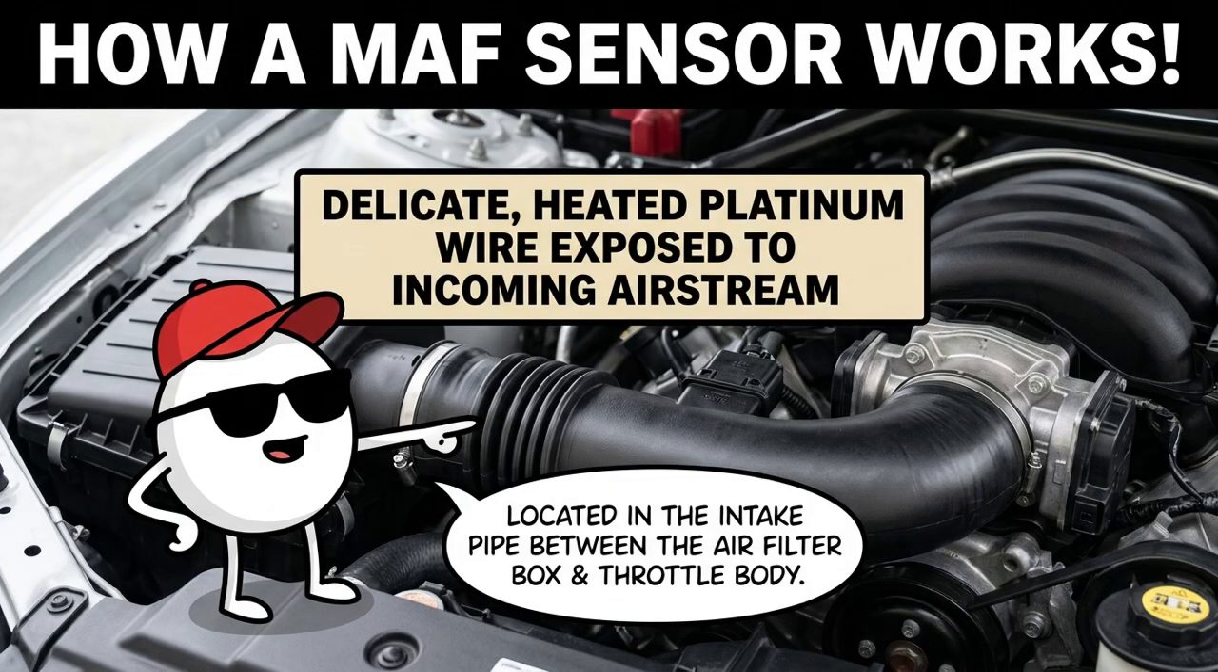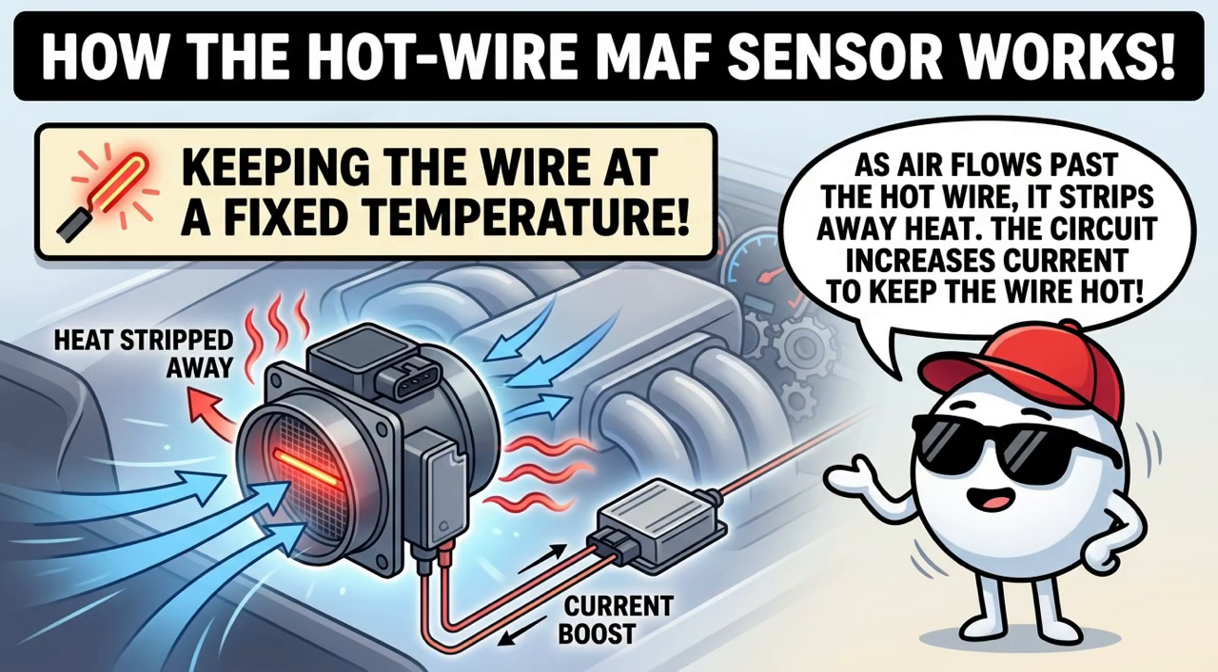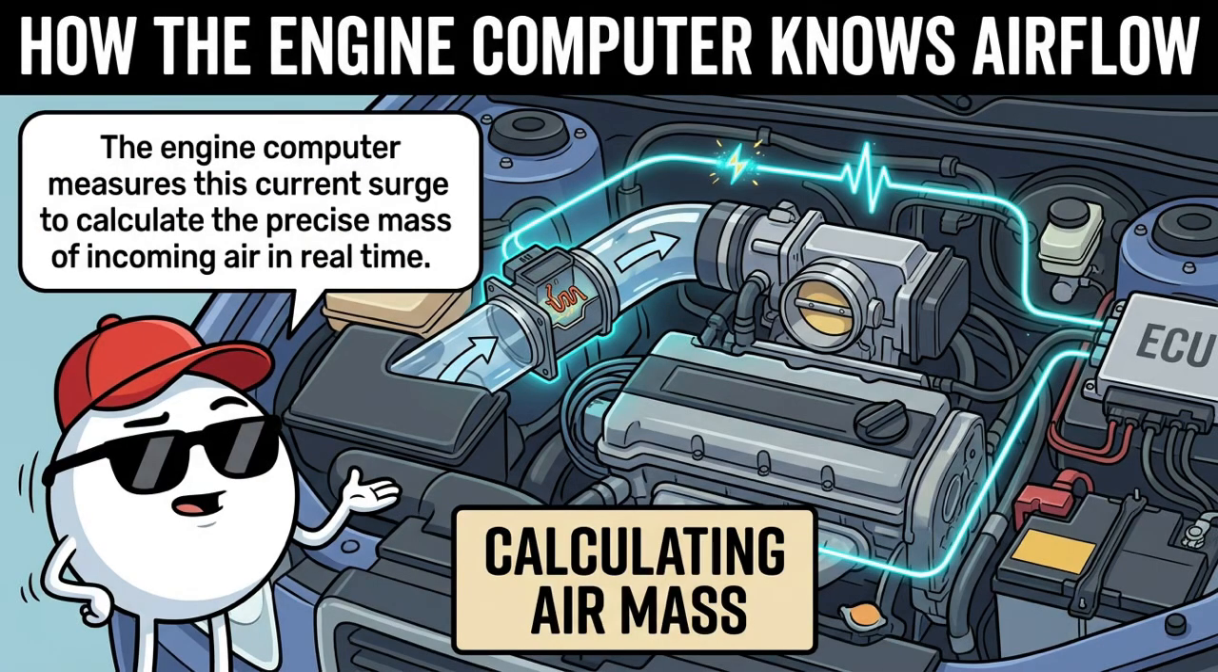Located directly in the intake pipe between the air filter box and the throttle body, the MAF uses a delicate, electrically heated platinum wire exposed to the incoming airstream. As air flows past the hot wire, it strips away heat. The sensor's internal circuit continuously increases electrical current to keep that wire at a fixed temperature. The engine computer measures this current surge to calculate the precise mass of incoming air in real time.